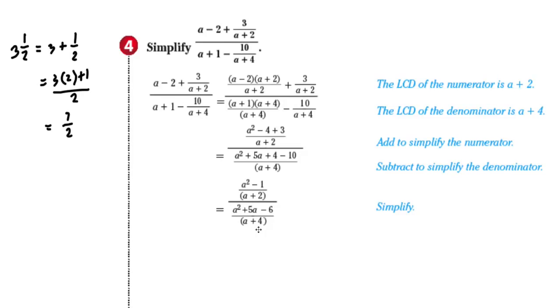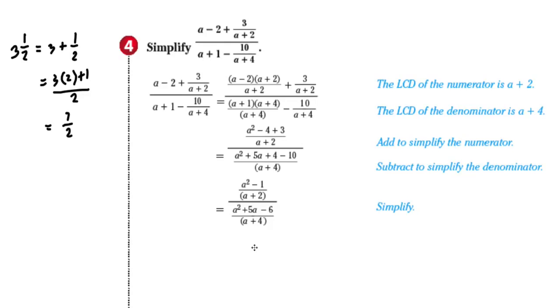We now have a squared plus 5a minus 6, and if you notice, a squared minus 4 plus 3 is the same as a squared minus 1 by combining like terms. Then we simplify by dividing. Or before that, we'll see if we can factor a squared plus 5a plus 4. A squared plus 5a plus 4 is actually a prime polynomial, so we can't factor that.